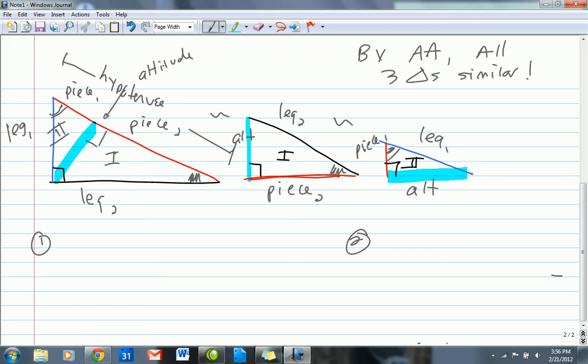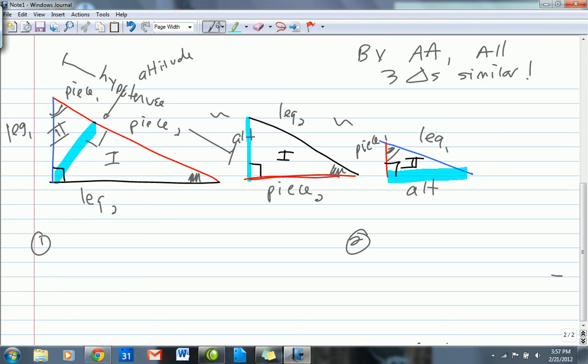So one conclusion of AH is I'm going to take a look at the two smaller triangles and look at the ratio of the altitude. So if you look at this altitude to piece 1, because they're similar, it has to equal piece 2 to altitude. Remember these two triangles are similar by angle, so the corresponding sides have to be proportional. So altitude to piece 1 has to equal piece 2 to altitude.